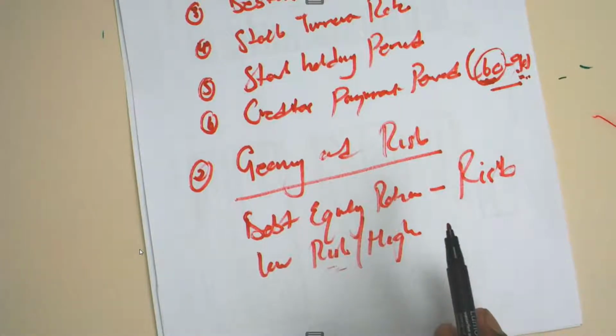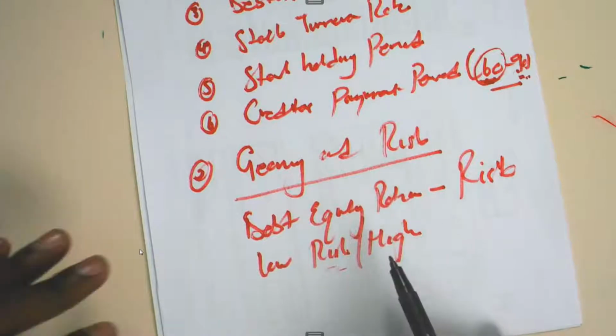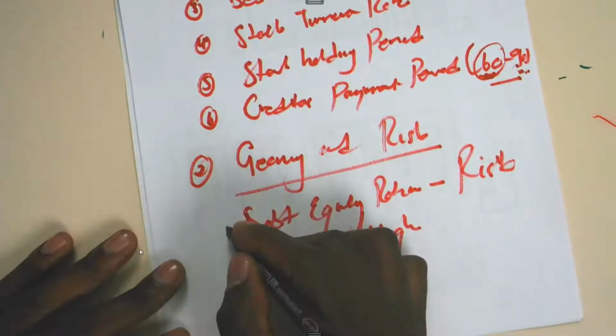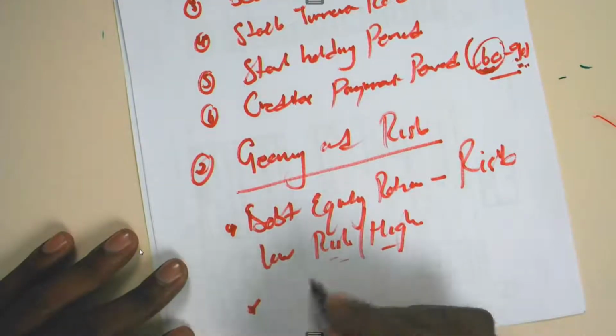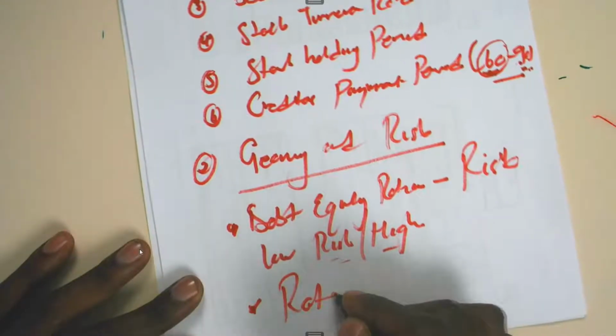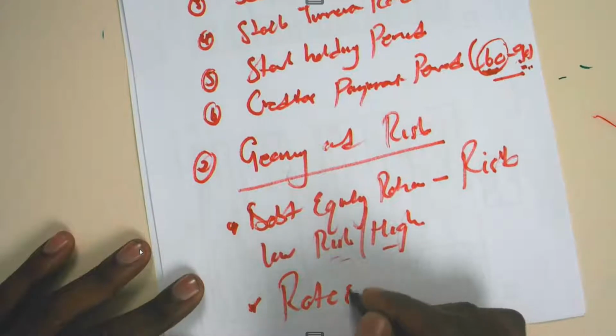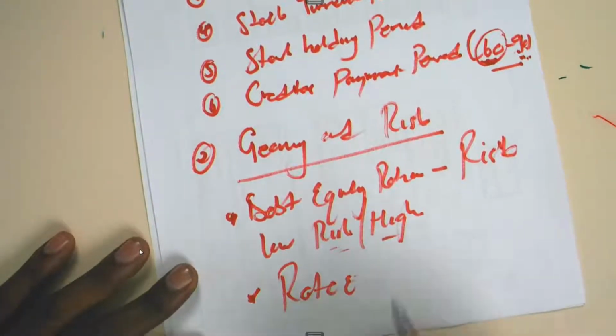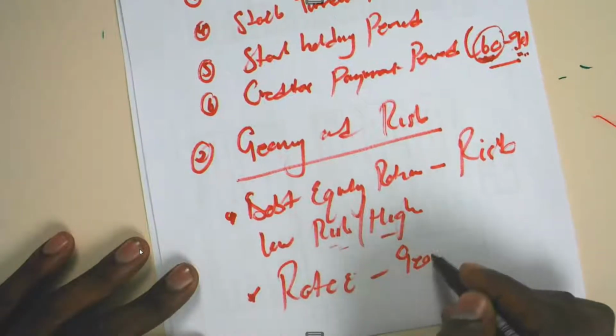But if the company is relying on borrowed capital, it simply means more money will go to the loan. The profit that we make will have to go and pay the interest on that borrowed capital. So the company is at a high risk. Then the second ratio that deals with gearing and risk is ROTCE, which is the return on total capital employed. This normally deals with gearing.